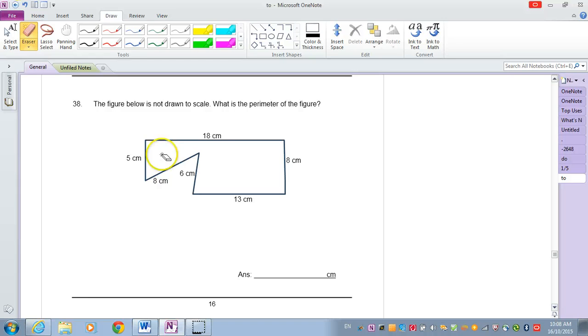The figure below is not drawn to scale. What is the perimeter of the figure? Now remember, perimeter is finding the sides of the figure, the boundary of the figure. So we will add up all the sides. So we have 18, followed by 8 cm, followed by 13 cm, followed by 6 cm.